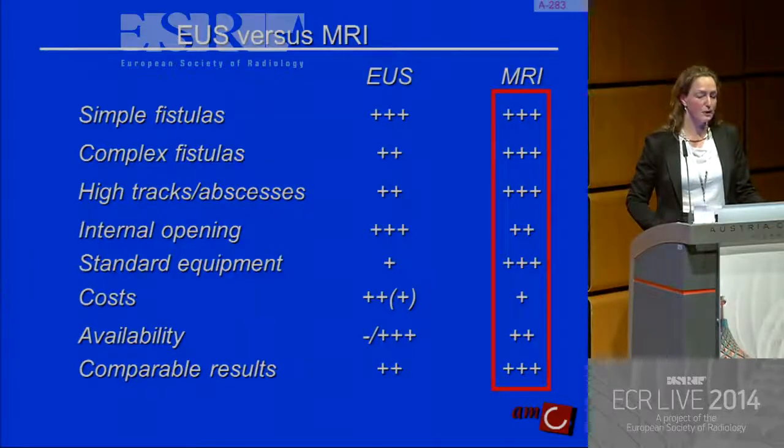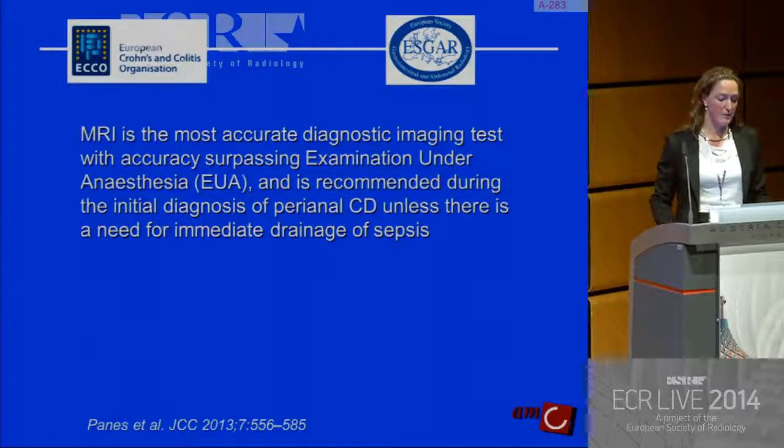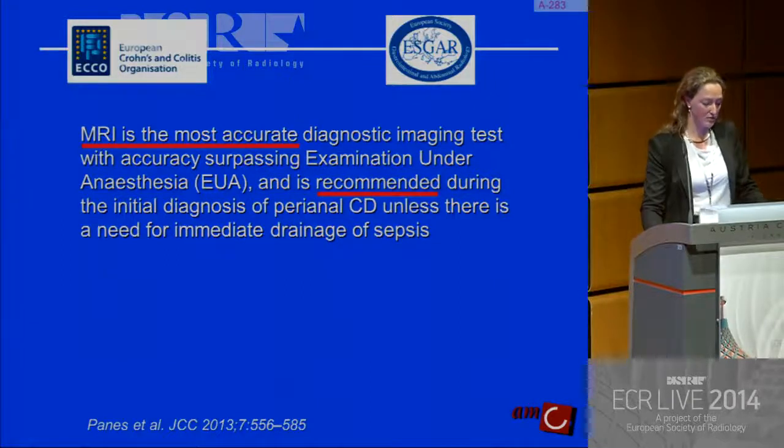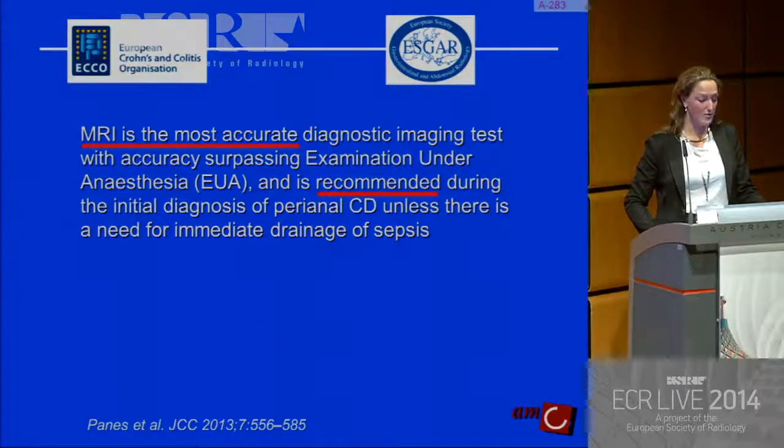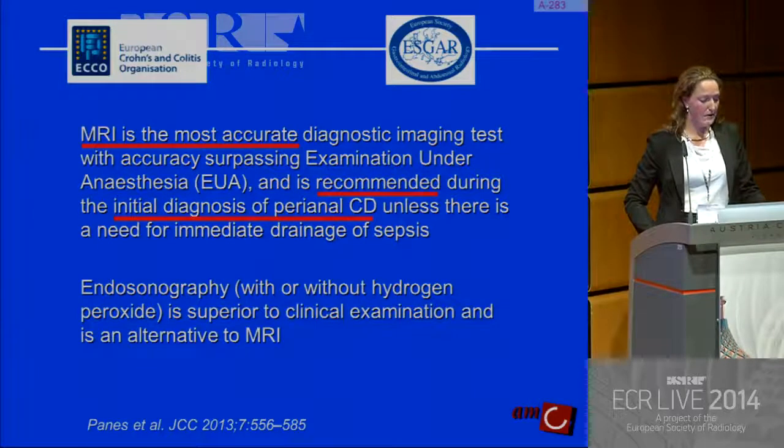So basically, MRI is the favored technique for evaluation of perianal fistulizing disease. And this is also stated by the European Crohn's and Colitis Organisation in one of their statements, where they say that MRI is the most accurate diagnostic imaging test with an accuracy surpassing examination under anesthesia, and it's recommended for the initial diagnosis of perianal Crohn's disease, unless a need for immediate drainage of sepsis exists. And then endosonography is superior to clinical examination and is an alternative to MRI.